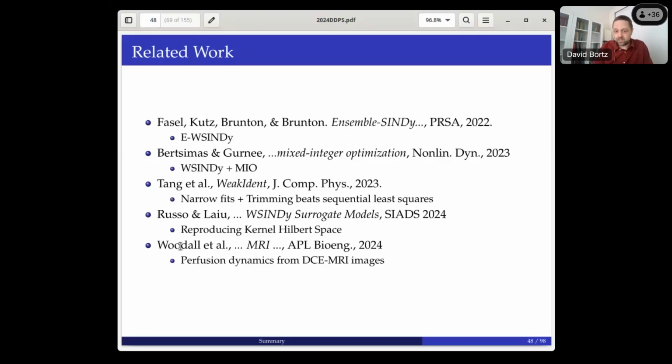And so this is a really interesting application. They're using our method to do this. I was just kind of blown away when I saw some of the results.